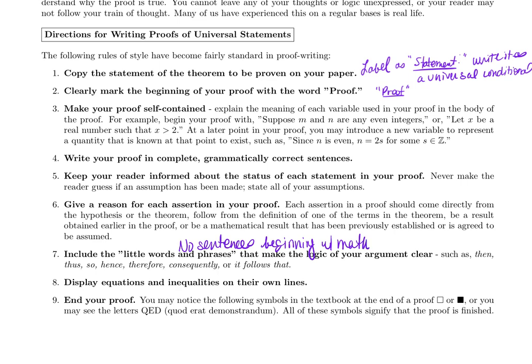Meaning you don't just say 4x plus 5 is an integer because. We don't start with 4x plus 5. We would say thus 4x plus 5 is an integer because.